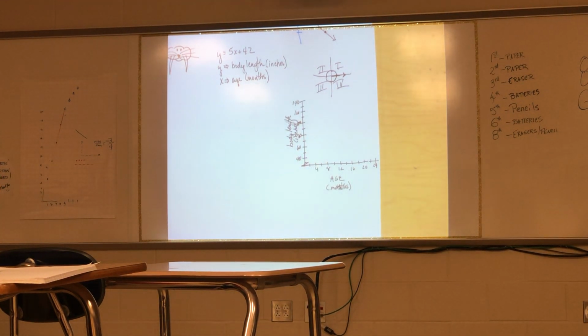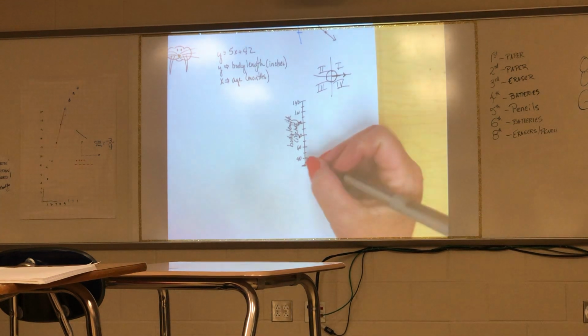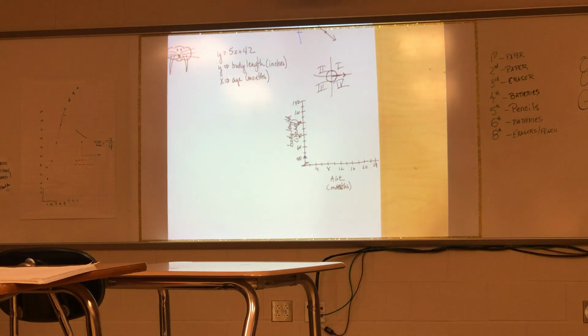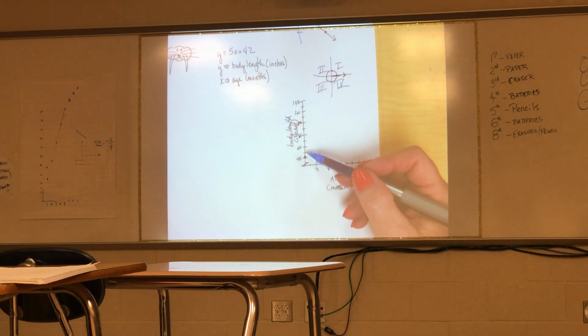Okay? Now let's plot my graph. What's my y-intercept? 42. So I'm going to make a big dot right above 40. Just right above 40. Okay? Because that other little tick mark is 50.